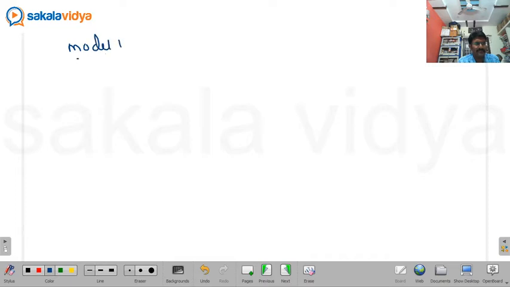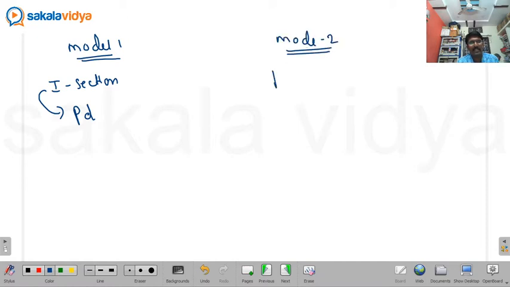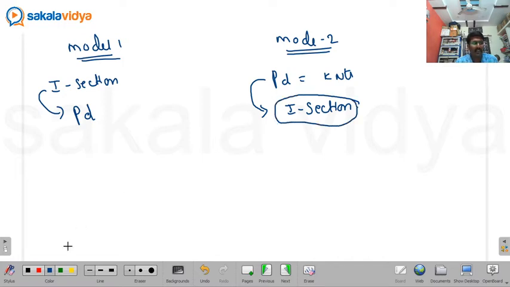Let us see. In model number 1, directly when some I section is given, you have to find the design compressive strength. Whereas in model number 2, design compressive strength is given. We don't know what sort of I section we have to use. So by using this design compressive strength, we have to find which type of I section is suitable for designing. Then for this I section, again we have to find the design compressive strength.